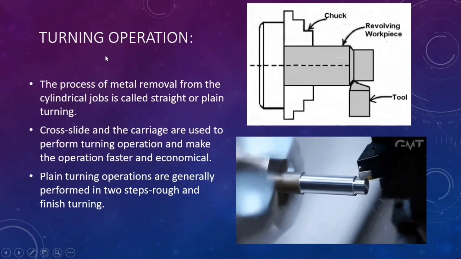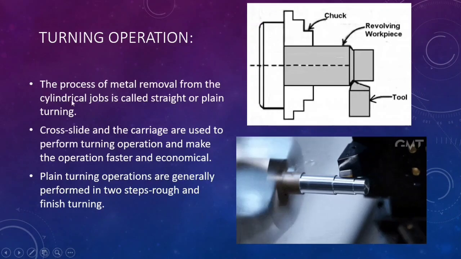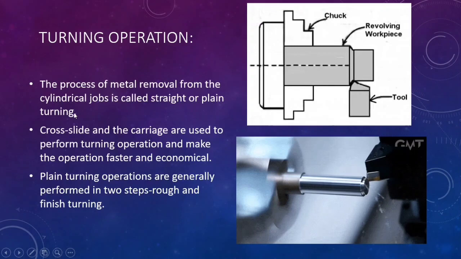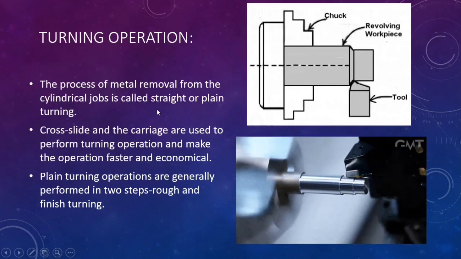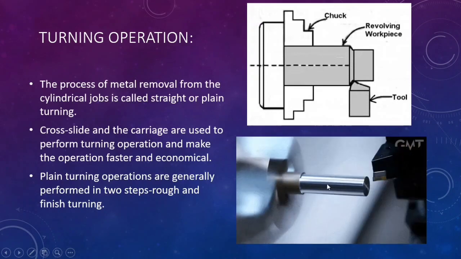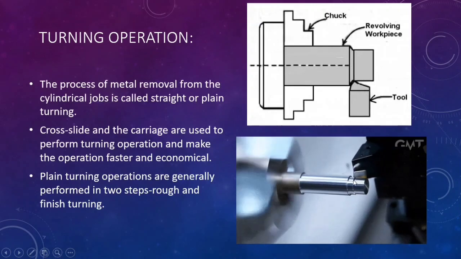So in the turning operation, what are the things that are going to be there? The process of metal removal from a cylindrical job is called straight or plane turning. It means we have to remove metal from the cylindrical surface, and that type of operation is called a turning operation. You can see here, this is a cylindrical surface. The cutting tool approaches and removes the metal in a cylindrical way.